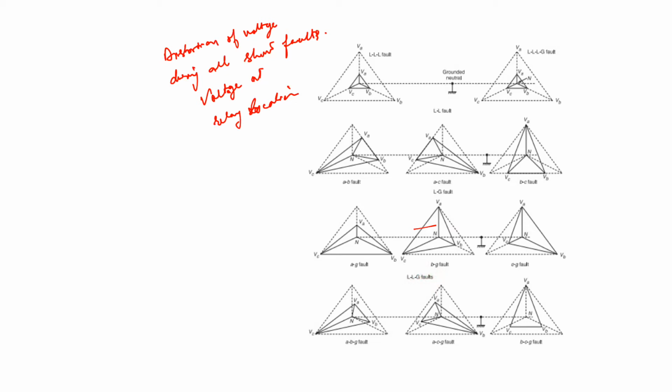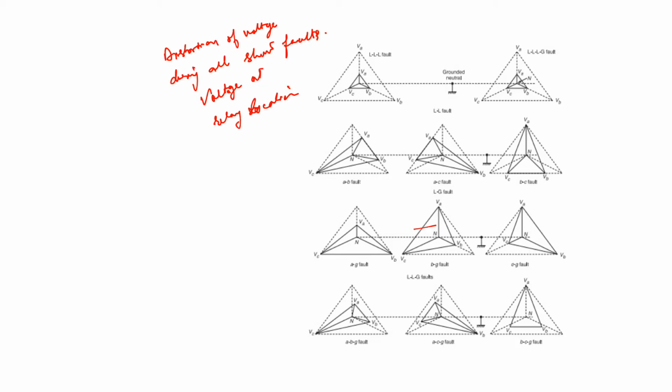Now we have a fault that is actually the line to ground fault. In this case you will see that the voltage of VA is reduced, so the voltage is reduced in that very case. In this case also the voltage at B is reduced at the relay location. Then C is also reduced at the relay location. So we have three cases here, line to ground fault, and in all the cases we will see this. So this is actually the distortion of the voltage during all the shunt faults, or we can say this is the voltage at the relay location.